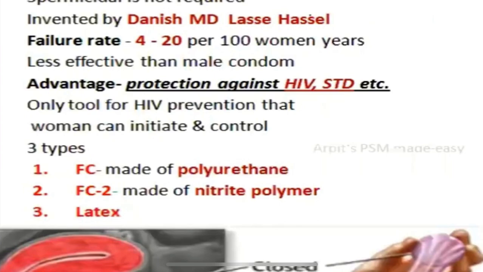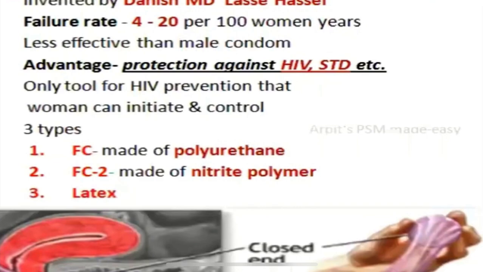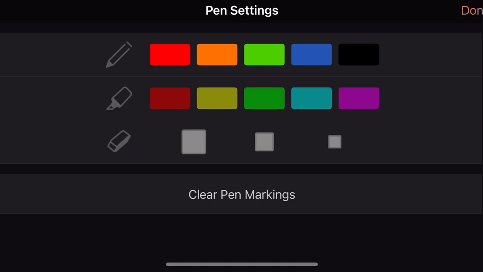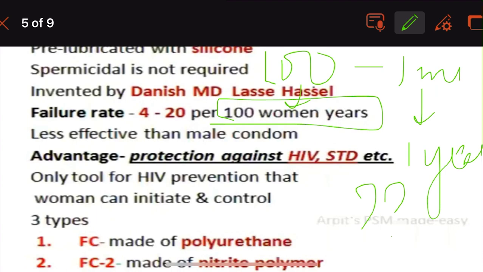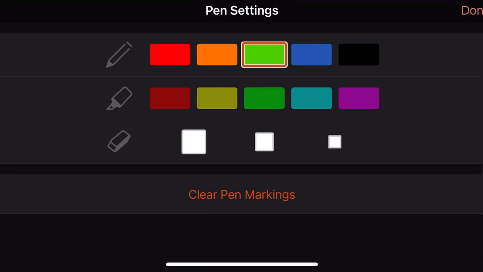And then the failure rate. Again guys, you need to know what is 100 women years. Each time when you revise, it will be perfect. Supposing 100 women or couples are using one method of contraception for a period of 1 year, in how many of them the contraception is failing and the pregnancy is occurring? So we see that in 4 to 20% of the women, the contraception fails and the pregnancy occurs. 4 to 20 per 100 women years.